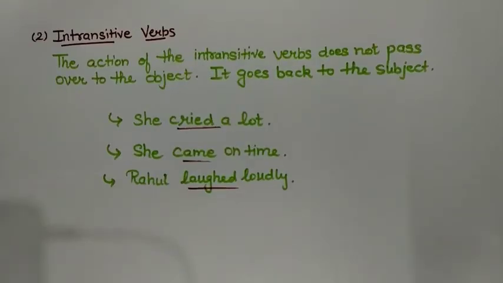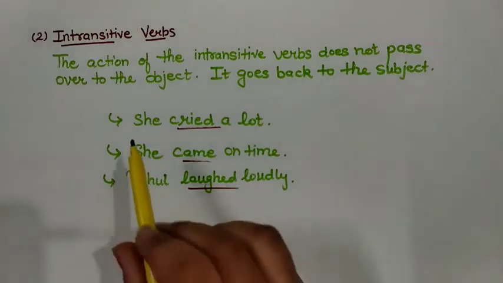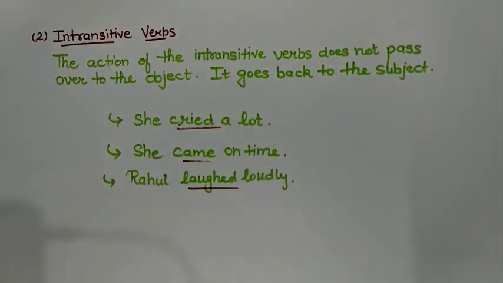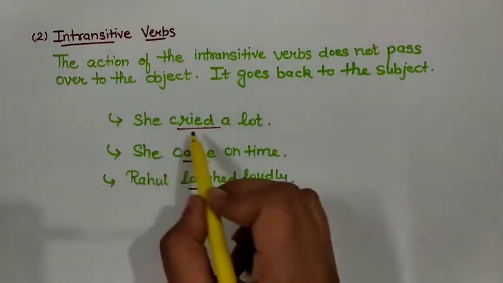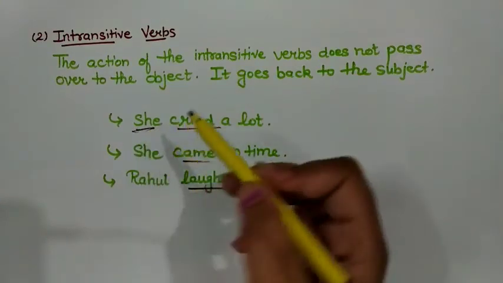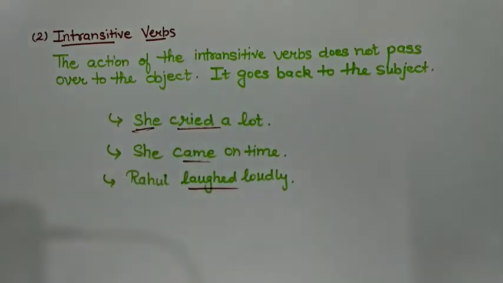After transitive verbs, we have intransitive verbs. Intransitive verbs are those verbs in which the action does not pass over to the object. It goes back to the subject actually. Like, she cried a lot. Can you find any object here? No. The impact of the verb is going back to the subject. Who was crying? The subject, she.